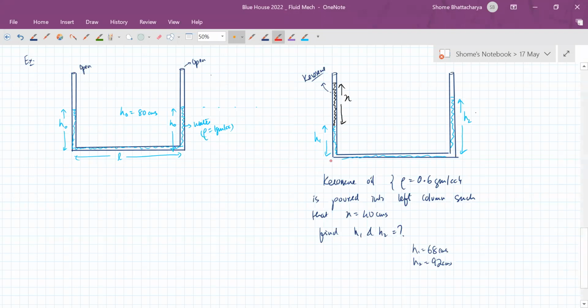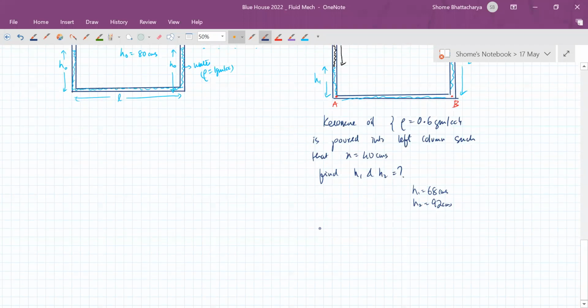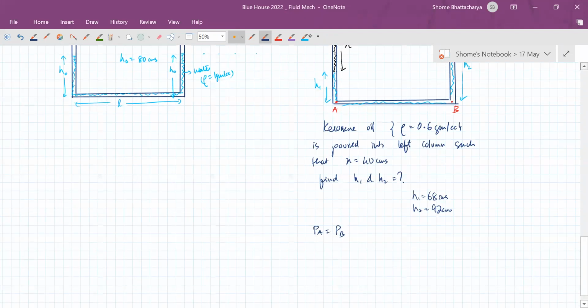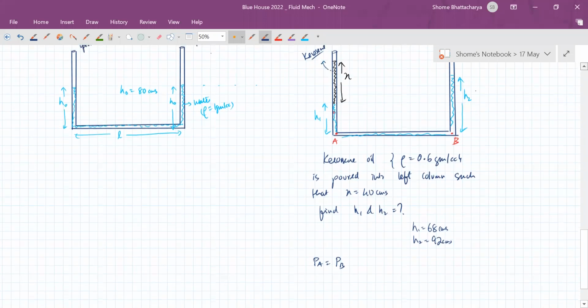So if we take this point here as, let's say, A and this point here as B, then pressure at A and B should be equal because they are 2 points at the same horizontal level in the same fluid. Okay. So pressure at the point A should be equal to pressure at the point B. Now, we cannot directly write the pressure at the point A because there are 2 different fluids above it.